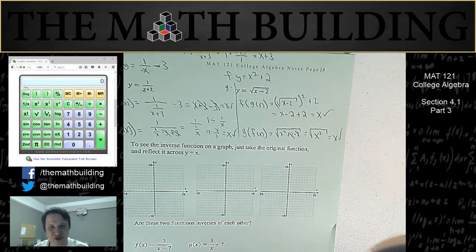And now you've seen a bunch of different examples, so hopefully now you can do it on your homework. All right, next we're going to look at what inverses look like on a graph. See you there.